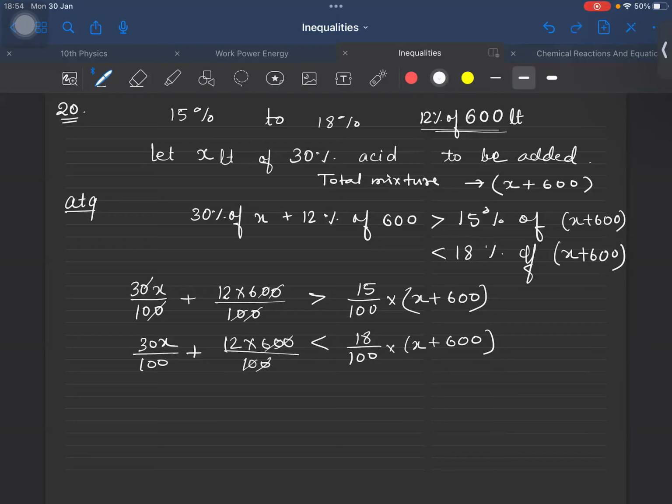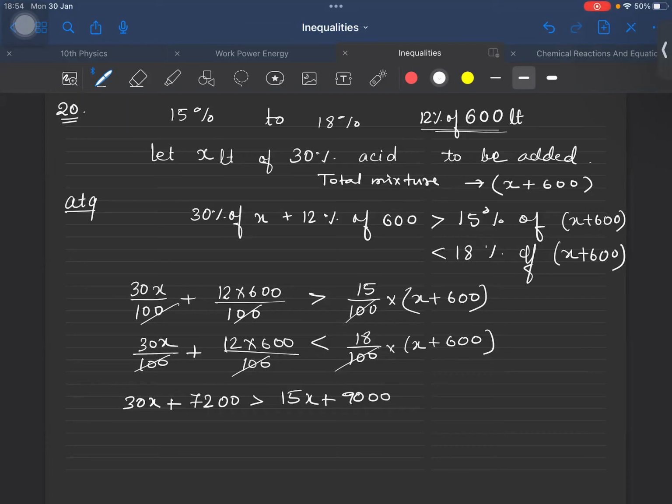We don't need to do this. We just multiply 100 throughout, so this 100 and these hundreds will get cancelled. So 30X plus 12 into 600 should be greater than 15X plus 6 into 15. So let's write 30X plus 6 into 12 is 72. Now that you know how to do it, 15X plus 15 into 6 is 90.